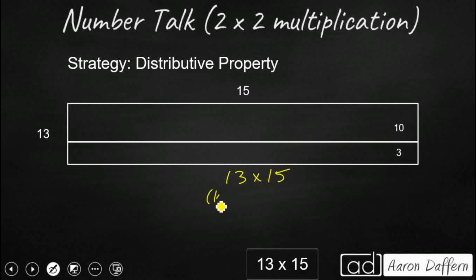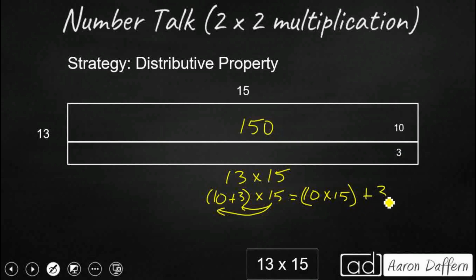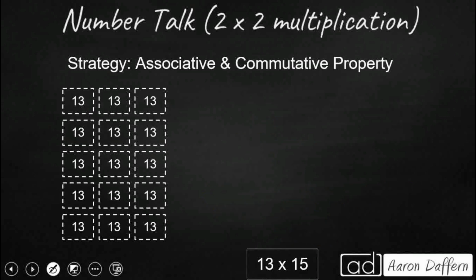We can also use the distributive property to break apart that 13. So let's do 13 as a 10 plus 3. Place value is always a great way to do it. Multiply both of those by 15 to get our partial products. So 10 times 15, that's easy, that's 15 with a 0, 150. And then we've got 3 times 15, and that is going to get us 45. And we put those together, we're going to get back to our 195.